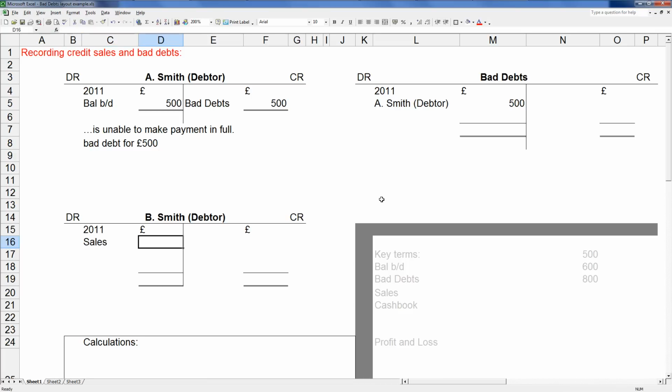Let's say in this case, a bit of narrative, B Smith is only able to make payment, let's say £900. So again, a similar situation, he only paid £900. The first one was unable to make payment in full, this one can only pay £900, so we can pay some money. So the first thing we do therefore is record the payment. I know it says he's only able to, but let's say, obviously questions are more specific, that he does actually make that payment.